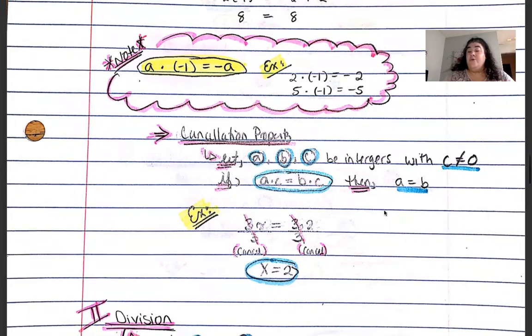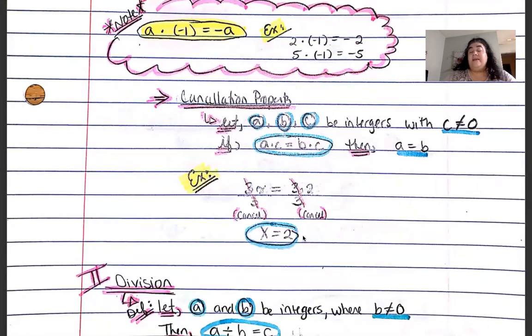Now, we use that rule when we apply it to things like this, where we say, for example, that the product of 3 times X is equal to the product of 3 times 2. Well, we can cancel out the common integer, the 3's, and we're left with X equal to 2. That is how we would solve this kind of simple equation, by using the cancellation property of multiplication.